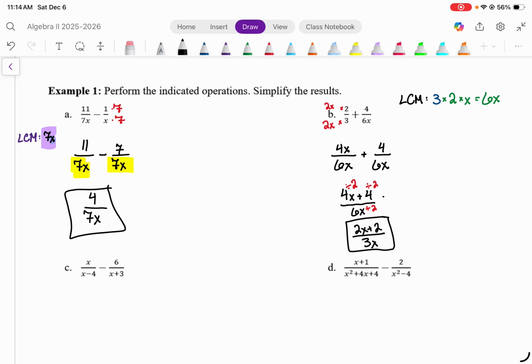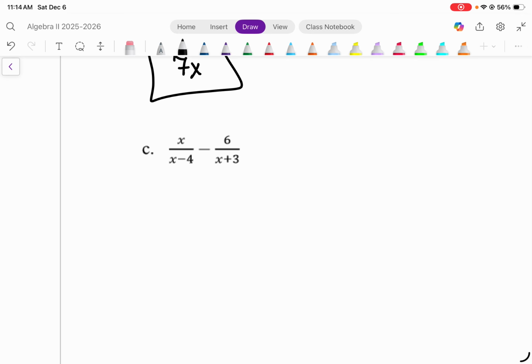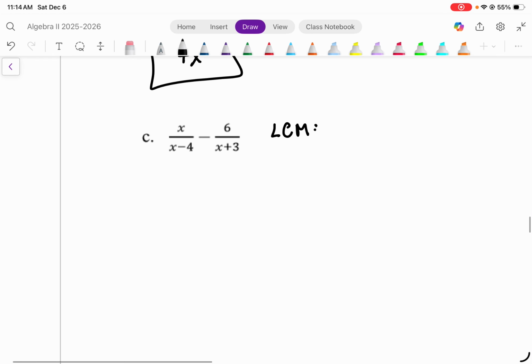Okay, that brings us to example C. For this one, one of our fractions has a denominator of x minus 4. And we're going to treat this as one part or one factor. So we're going to put that in parentheses. So one part of our LCM is x minus 4. And then our other one is going to be x plus 3.